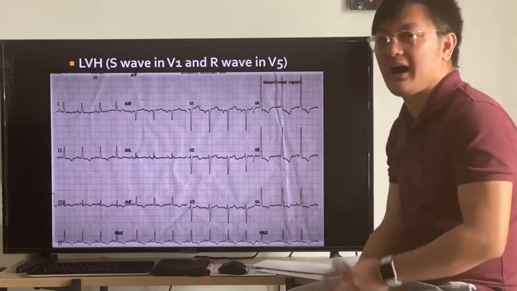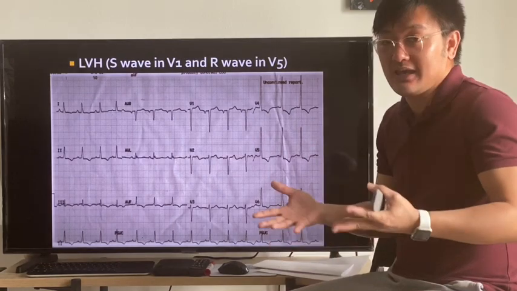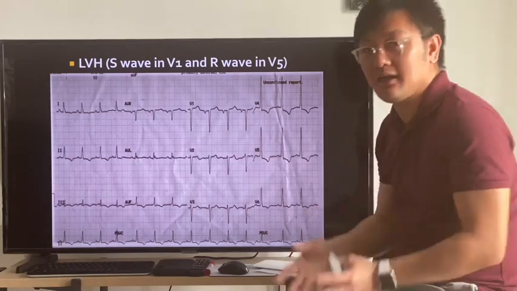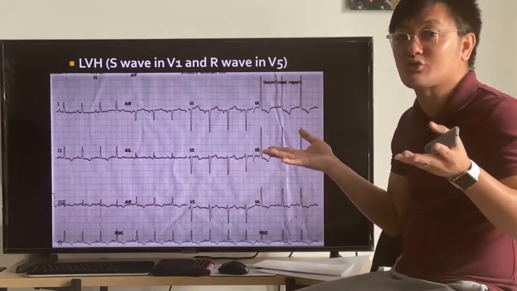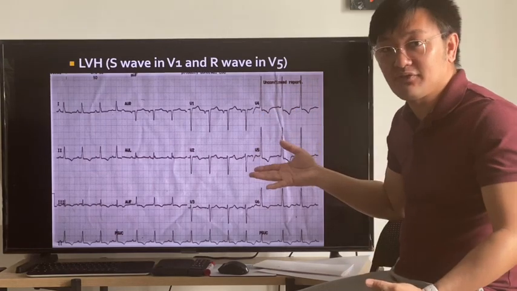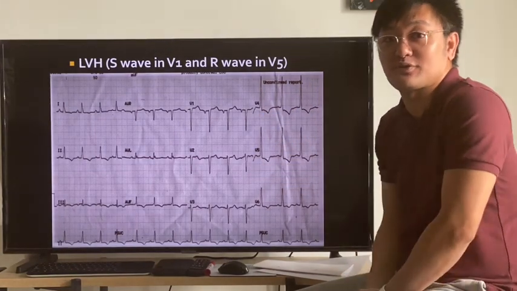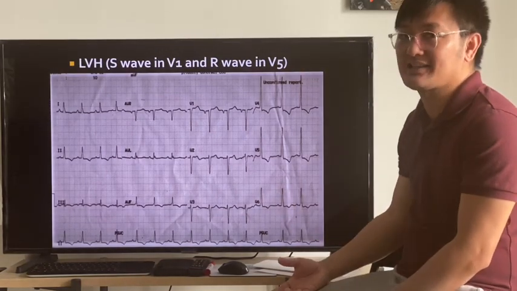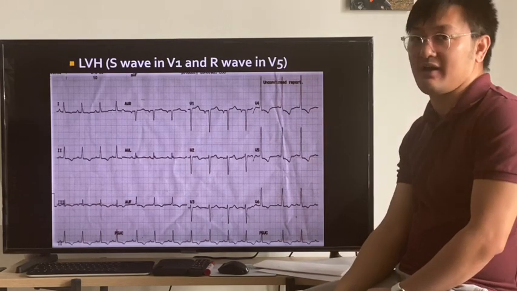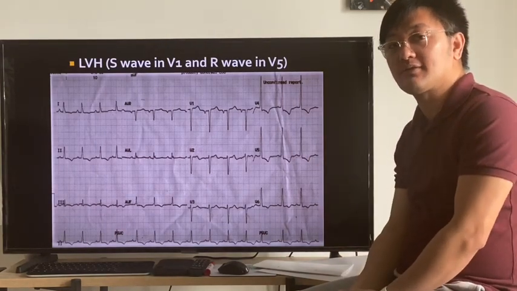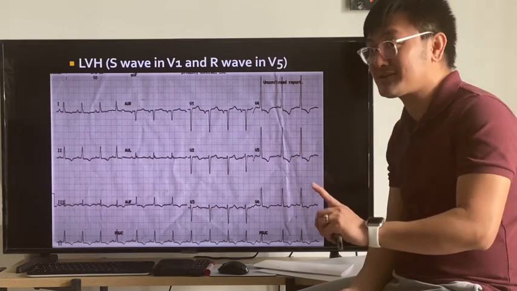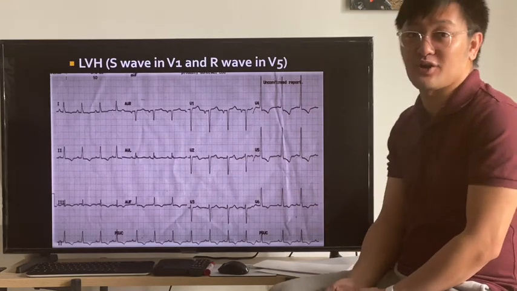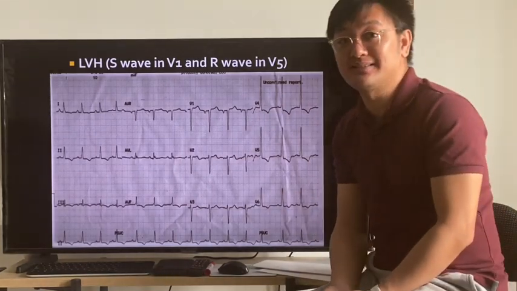I don't know, I hate math, okay? Anyway, it's more than 35 millimeters. So this is your left ventricular hypertrophy or left ventricular enlargement. Okay, so again, you just have to add the S wave in V1 and the R wave in V5. If the sum is equal to or greater than 35 millimeters, then that is left ventricular hypertrophy or left ventricular enlargement, okay?